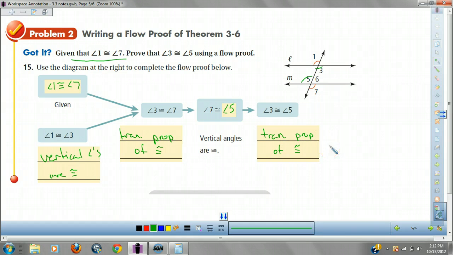Okay? So pause, soak that all in, take a break. Got it? So we have 2 transitive properties, 2 vertical angles, and a given.